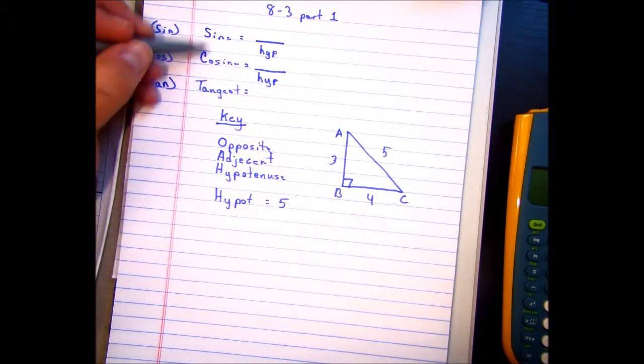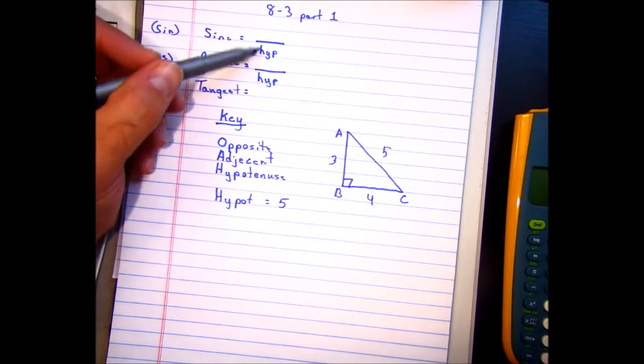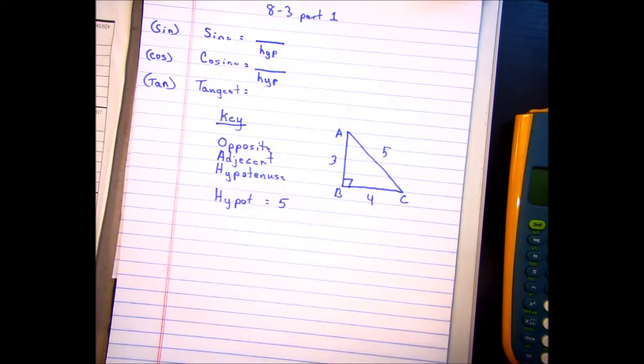Now, tangent doesn't sound anything like sine and cosine. Guess why? What's the one side that won't be in tangent? The hypotenuse. All right? So here they are on the same plane. This one's not. So here we go.